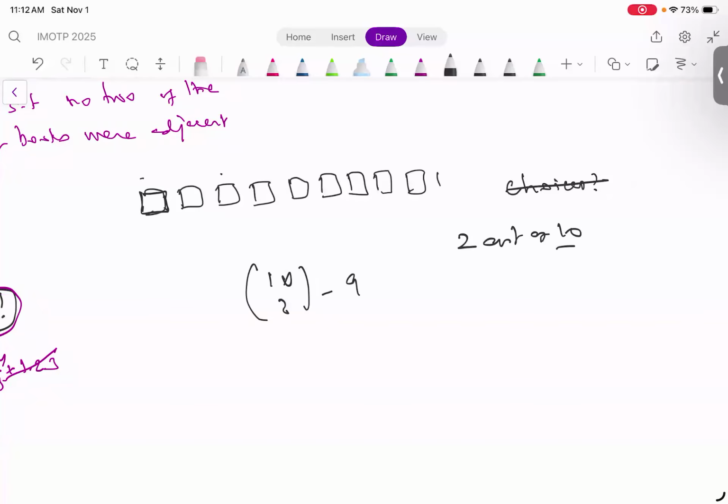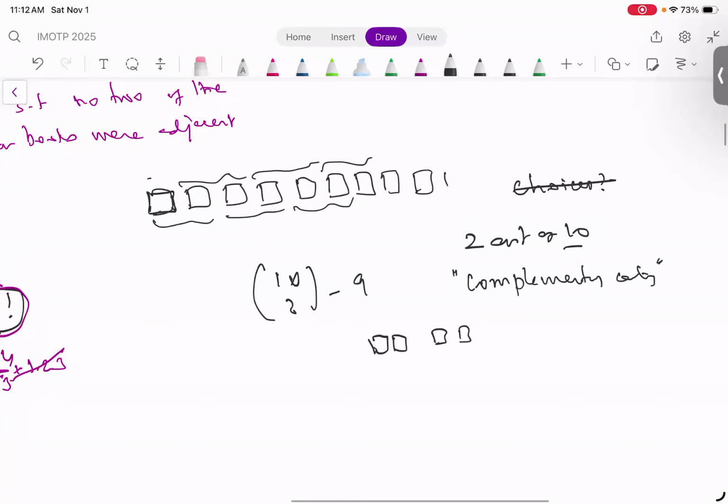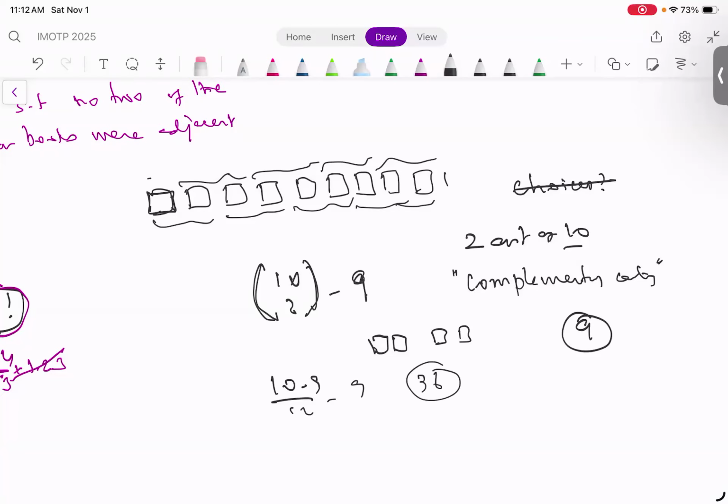So this is a good thing. What has been done here is what is called complementary counting. I want two to be non-adjacent. Therefore, if I find out how many are adjacent, that will be 1 and 2, 2 and 3, 3 and 4, 4 and 5, 5 and 6, 6 and 7, 7 and 8, 8 and 9, 9 and 10. So there are 9 choices where the books are adjacent. So the total is 10 choose 2 minus 9, that is 10 into 9 by 1 into 2 minus 9, which is 36. This is for 2 things.